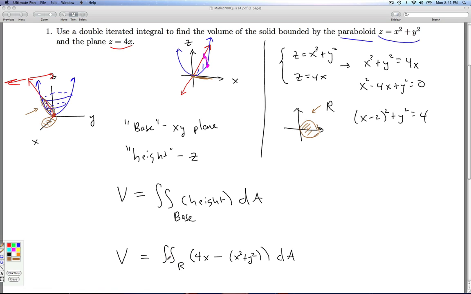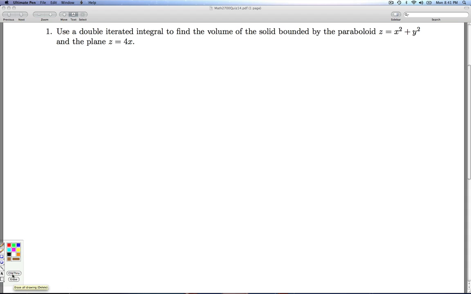Now to evaluate this, we need to set up this double integral. And since we have a circle that's tangent to the y-axis, polar coordinates is going to be the coordinate system of choice. So let's do that. So let's look at this bounding curve, (x minus 2) squared plus y squared equals 4, and let's switch it over to polar.